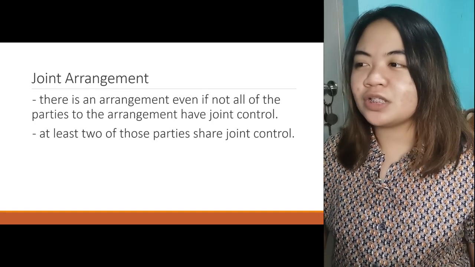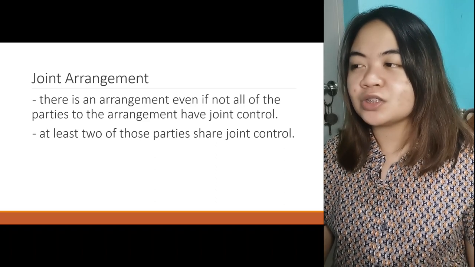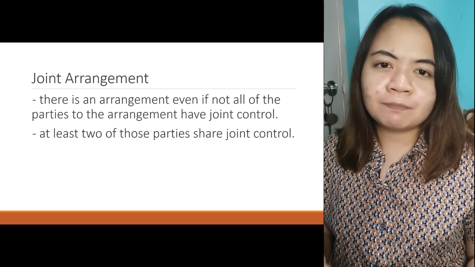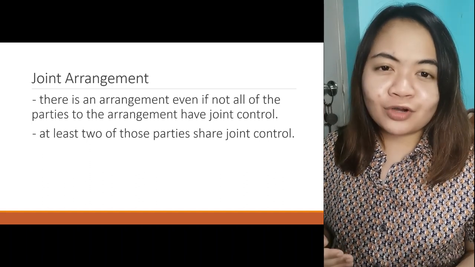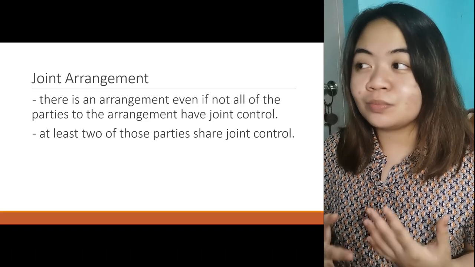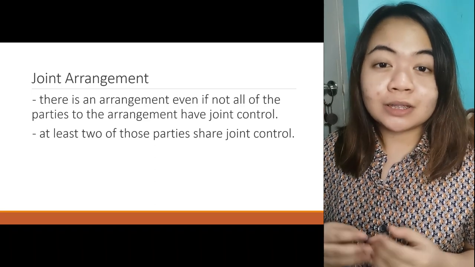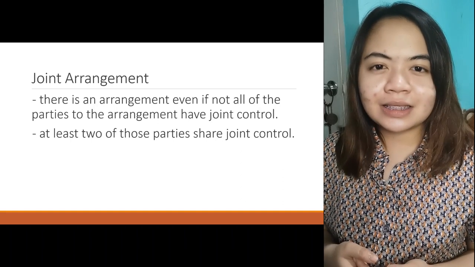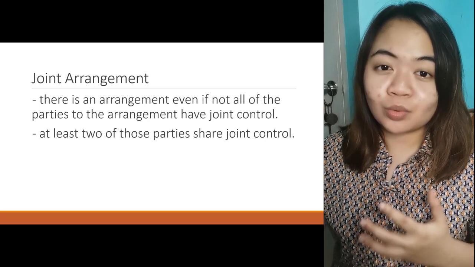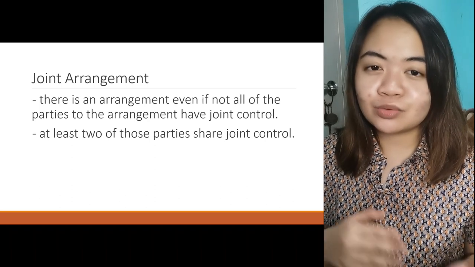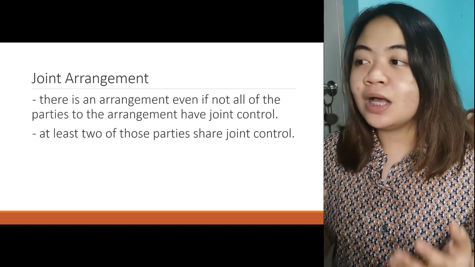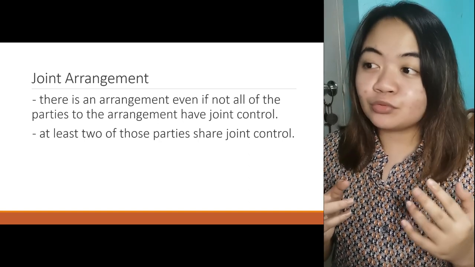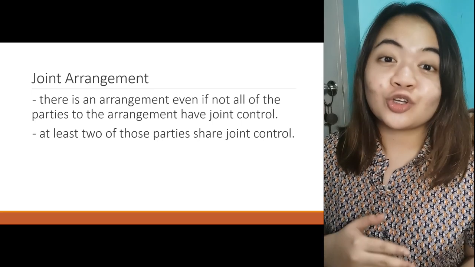There is a joint arrangement even if not all of the parties to the arrangement have joint control. At least two of those parties share joint control. Because sometimes in a joint arrangement, there are four entities who agreed to be in it, but not all of them have joint control. So maybe only A and B have joint control over such transactions, and the rest are just investors. So what is important is that it is either two or more who share joint control.